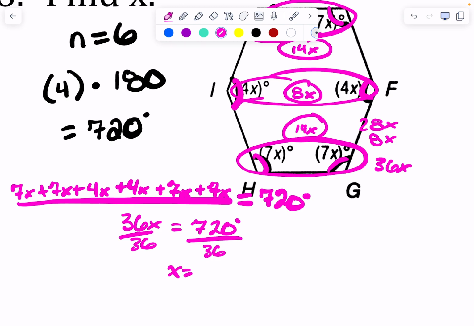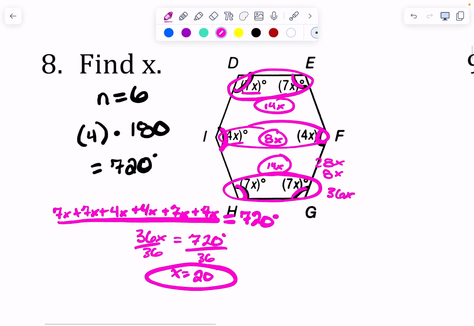X equals 20. You told us not to write that down. Okay, you can write that down if you want to, I guess. I was just going to have you skip to the 36x, but if it helps to write that down, you can. You write down whatever you need to. Okay, and we're just solving for x. We're not plugging back in.